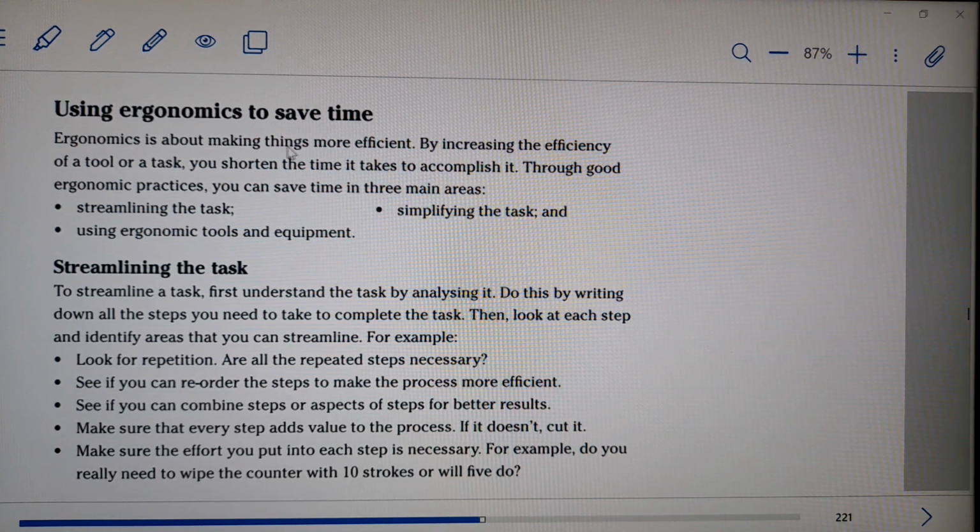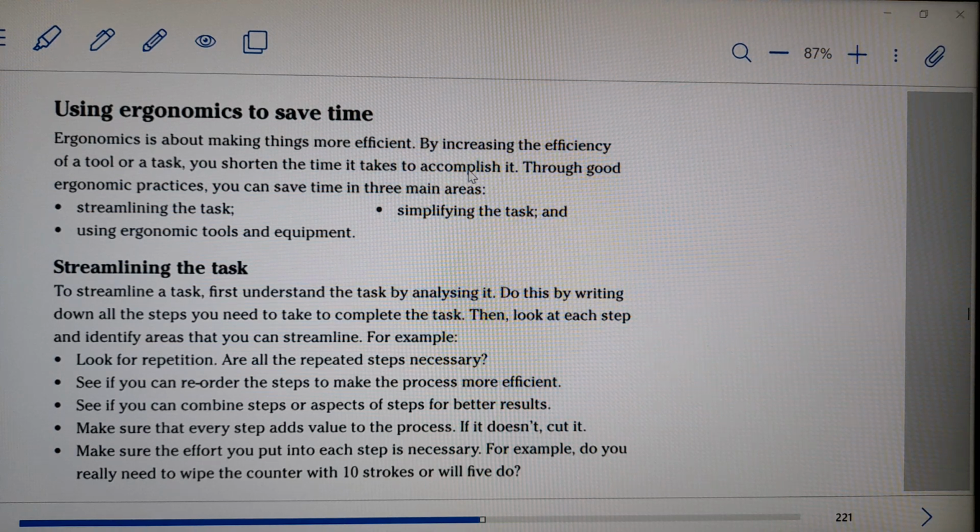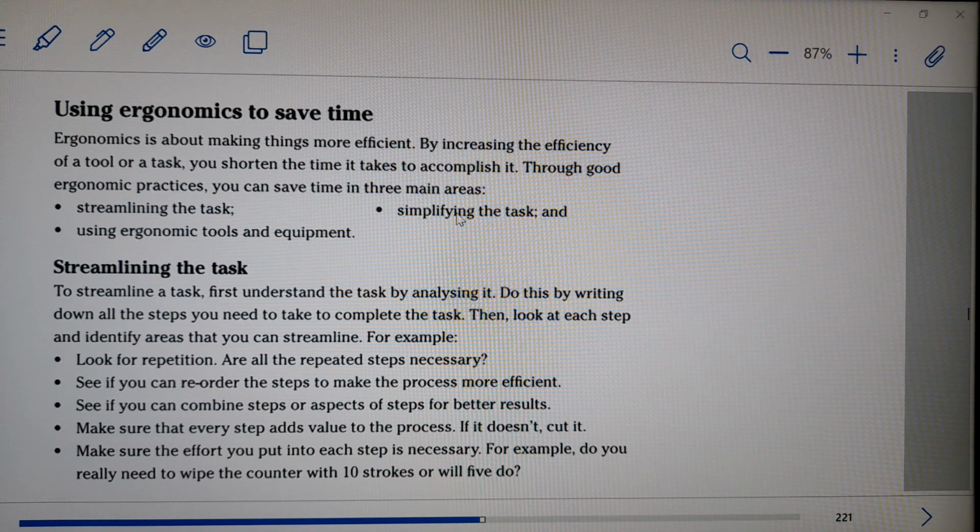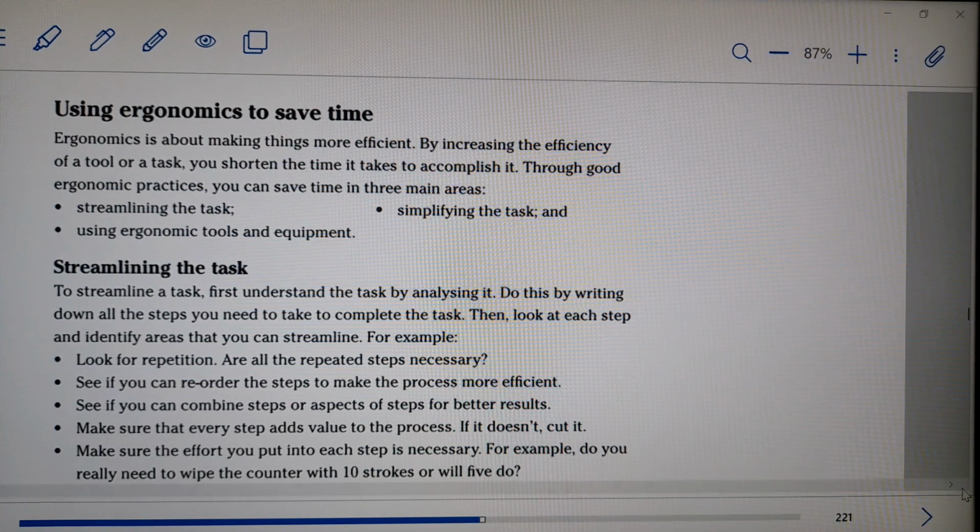Ergonomics is about making things more efficient. By increasing the efficiency of a tool or task, you shorten the time it takes to accomplish it. Through good ergonomic practices, you can save time in three main areas: in streamlining the task, in using ergonomic tools and equipment, and in simplifying the task. Now we look at each area.